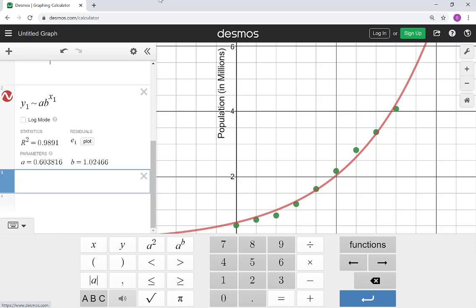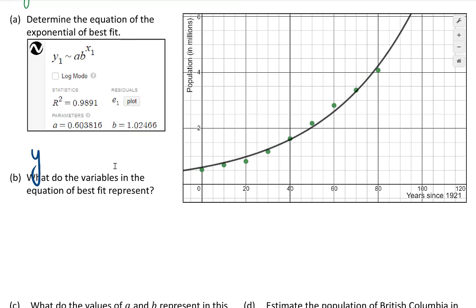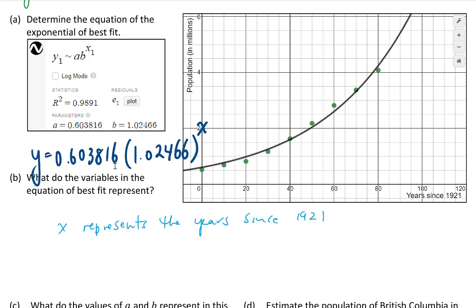So let's go back to our note. Our equation of best fit is y equals 0.603816 times 1.02466 to the exponent of x. What do our variables represent? Well, recall the x is the years since 1921, and y represents the population in millions.